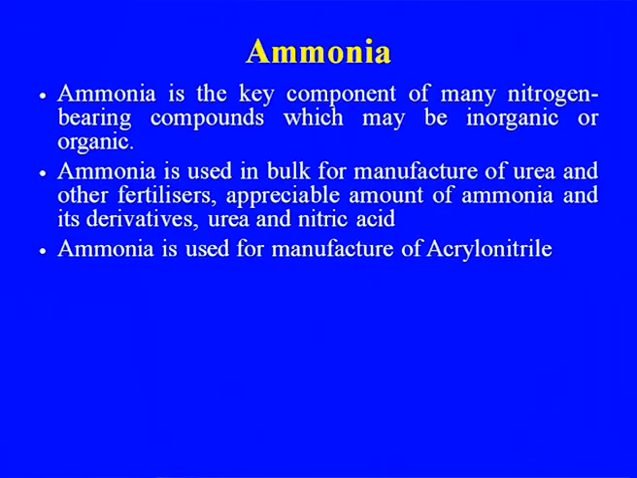Let us discuss ammonia. As you know, ammonia is the key component of many nitrogen bearing compounds which may be inorganic or organic. Ammonia is used in bulk for the manufacture of urea and other fertilizers. An appreciable amount of ammonia goes into its derivatives, urea and nitric acid.